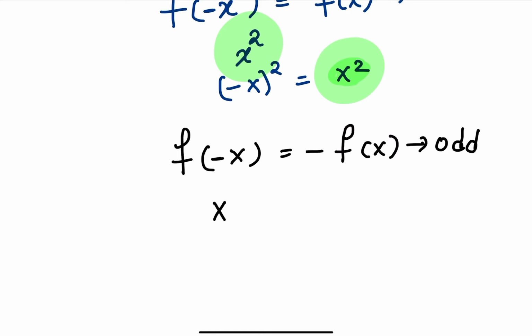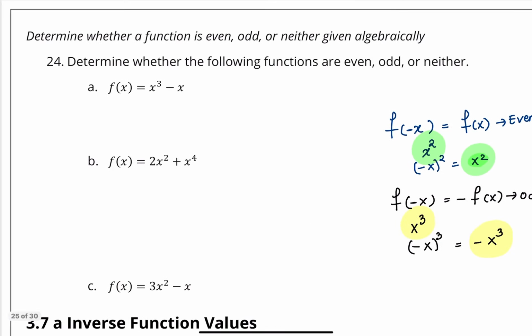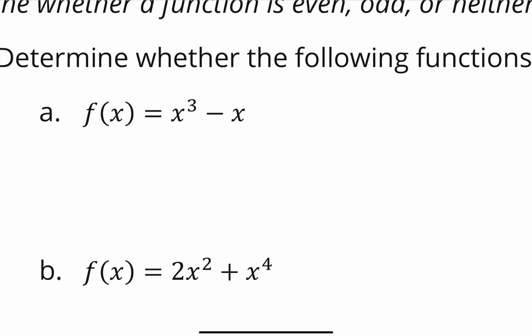My best example is x cubed. I am replacing my x with negative x, and I'm cubing it. What's happening? The whole function becomes negative. So if you look closely here, this is my x cubed. When I replace x with negative x, the whole function becomes negative. Now that's algebraically.